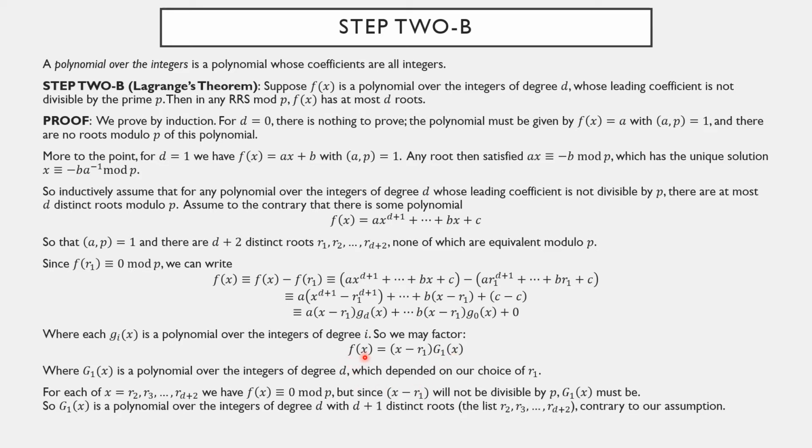F of r3 is equivalent to 0, but r3 minus r1 is not equivalent to 0, therefore g1 of r3 must be, and so forth. So r2 all the way to r(d+2) must all be roots of this polynomial g1. g1 was of degree d, but here are d plus 1 distinct roots. So I have a smaller degree polynomial with too many roots. We inductively assumed that any polynomial of degree d or smaller can't have that many roots. So therefore, we've proven that any integer polynomial of degree d has at most d roots modulo p, where p is a prime number.